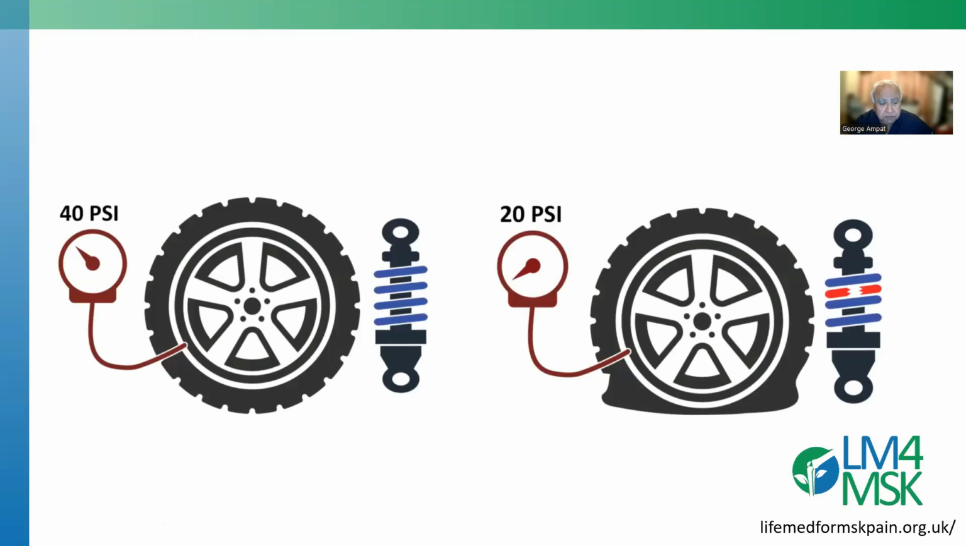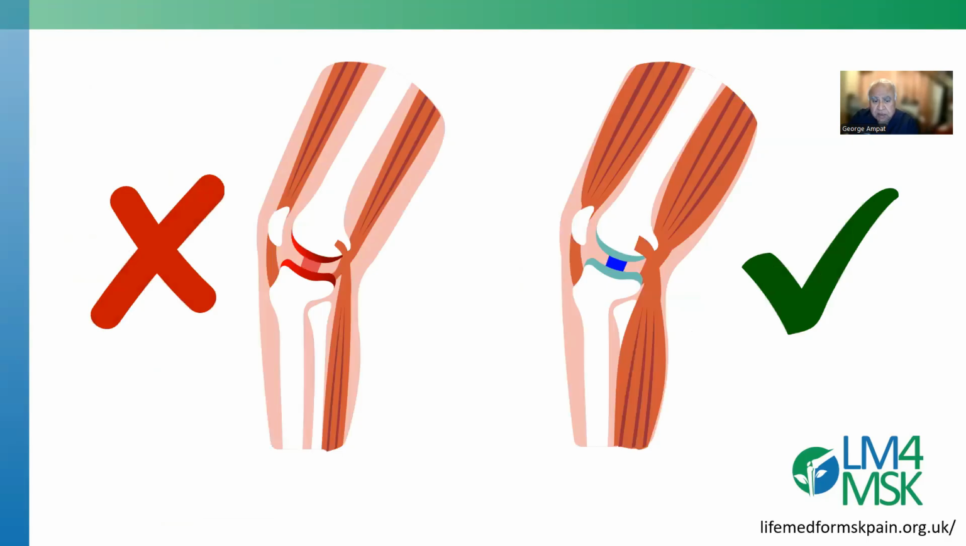I've told you this before, it's like the car tire. The car tire needs 40 pounds per square inch. If you pump the air up to 40 pounds per square inch, the shock absorber does well. But if you only put 20 pounds per square inch, the car will wobble as we drive, and when it wobbles, there is going to be damage to the shock absorber. Same way in the knee.